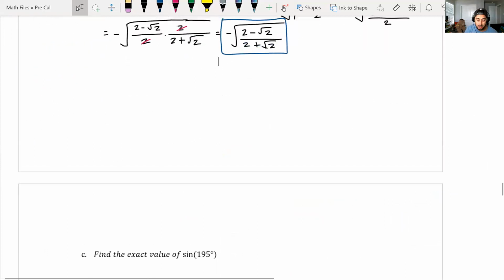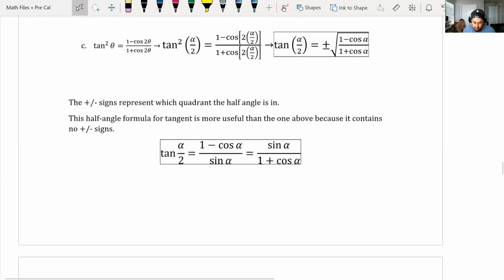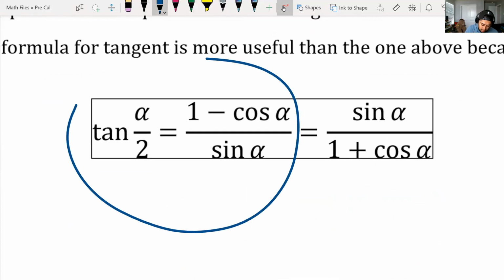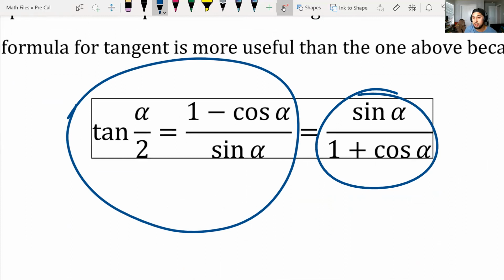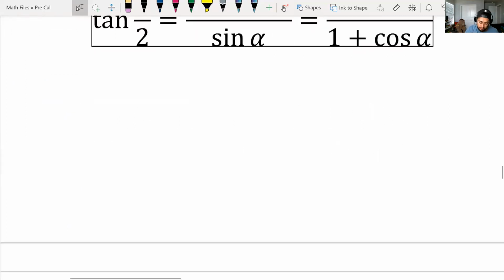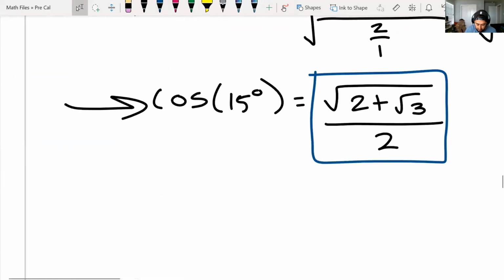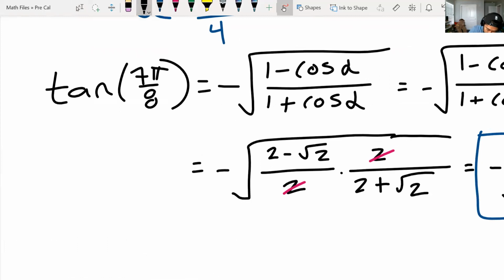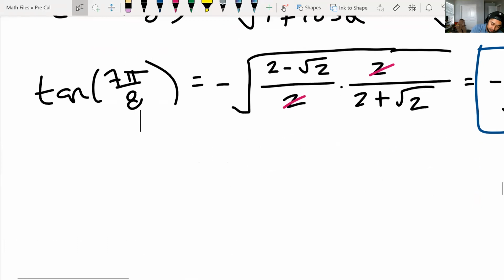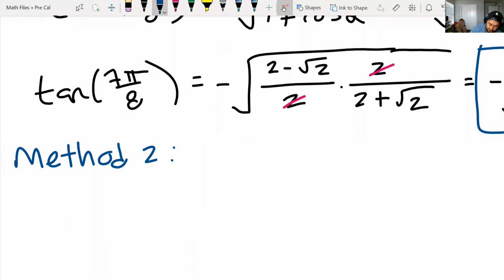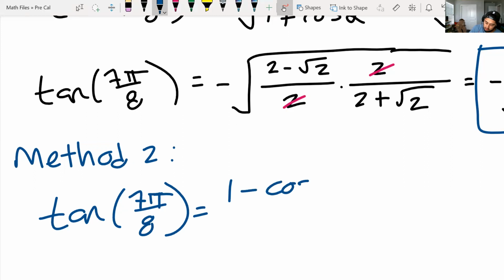So there's that one. Now let's show it with the other formula. And I'm just going to choose this part. I can choose this part as well, but I'll just show one part of it. So I'm going to choose 1 minus cosine alpha over sine alpha. Okay. Now, method 2. So we're going to have tangent of 7 pi over 8 equal to 1 minus cosine alpha over sine alpha.